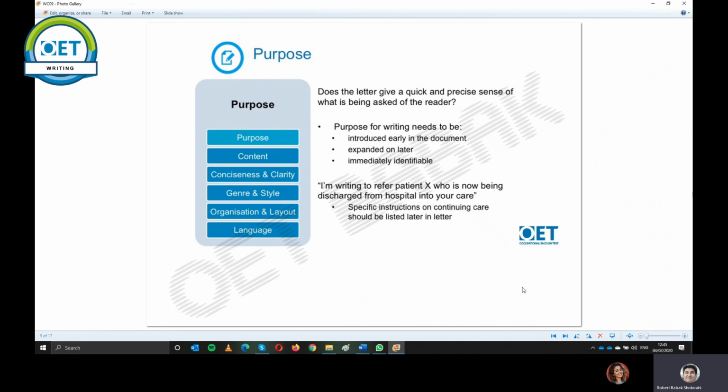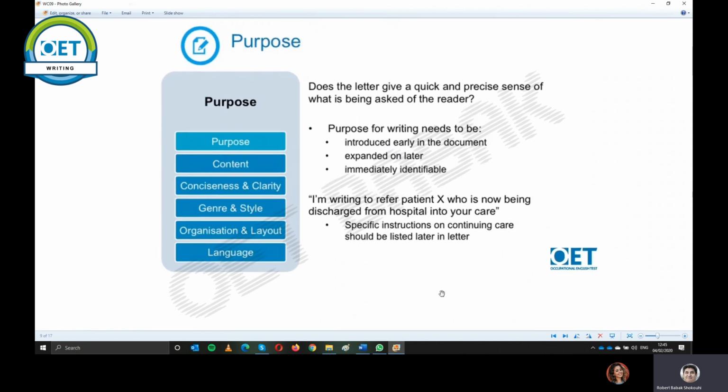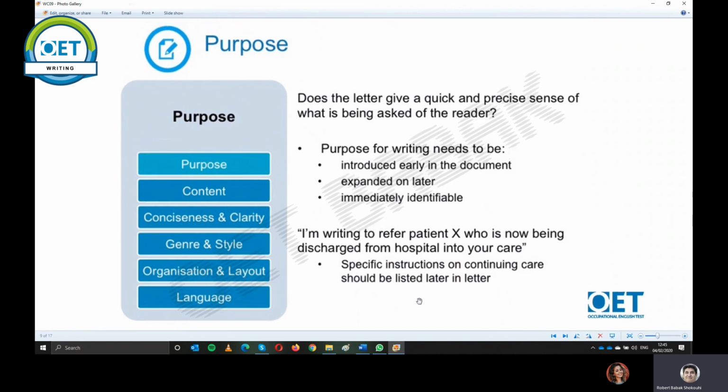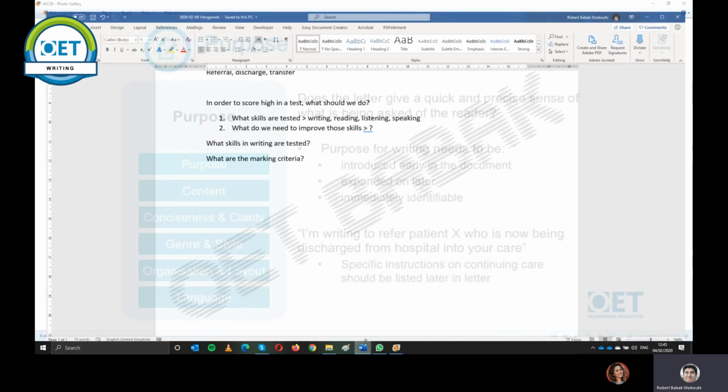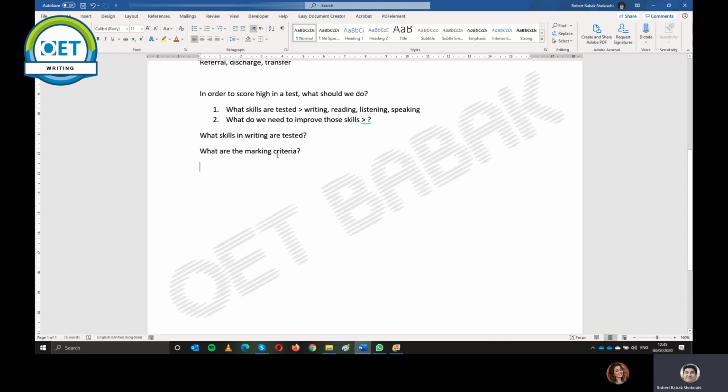Now, we start from the purpose. So basically, why are we doing this? Why are we looking at the marking criteria? I think it is better to know why we write what we write and what we focus on, to get a high grade score. What do we need to do to improve those skills? That's what we want to find out. We want to find out how we can get a better mark.